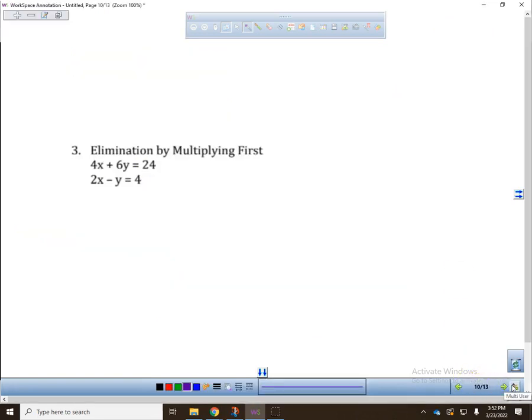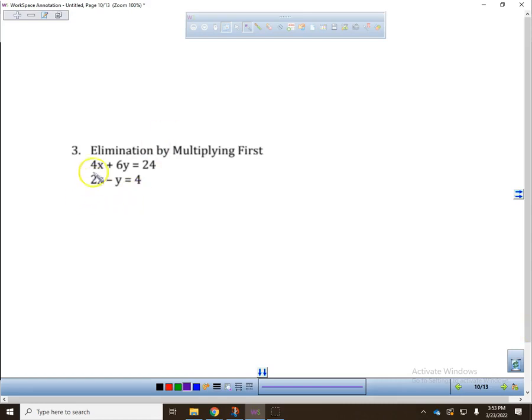All right, then the third method was elimination. So when we do elimination, we need to multiply one or both of the given equations in the system by a number so that we can eliminate in columns by combining terms.